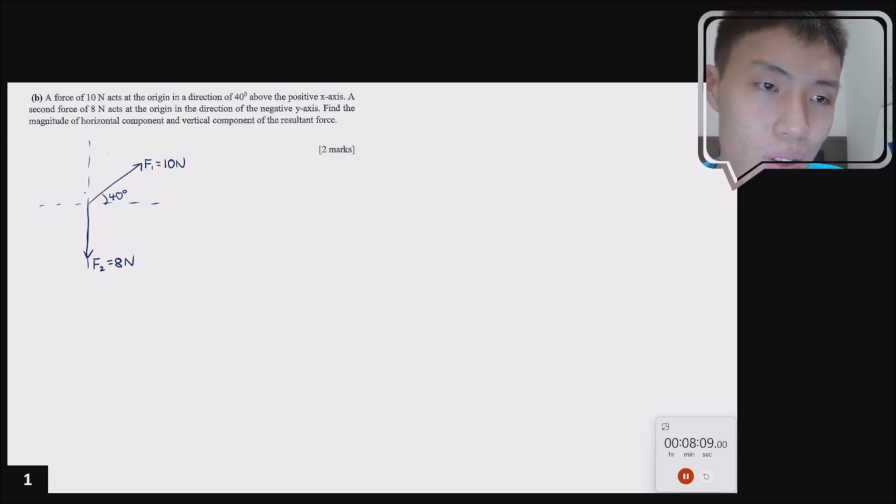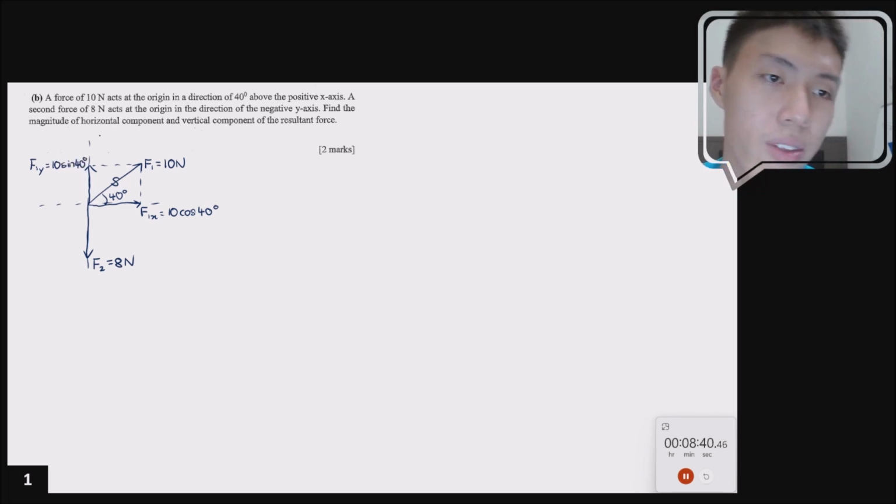Okay, we have a diagram. What we do is we resolve it first. You resolve it into your x-axis, F1x, which is equal to 10 cos 40 degrees. Then you have your F1y, which is equal to 10 sin 40.